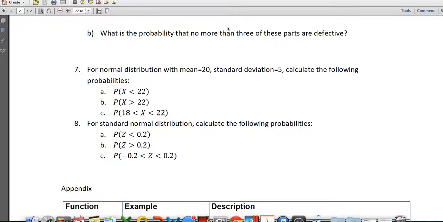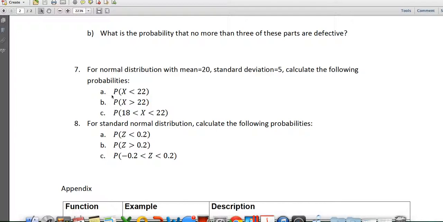So in this video, we want to know how to use Excel to get the probability for normal distribution and for the standard normal distribution. Here is an example. We will work on the probability x more than 22 and the probability z smaller than 0.2.